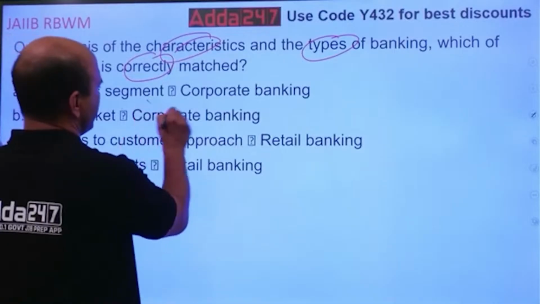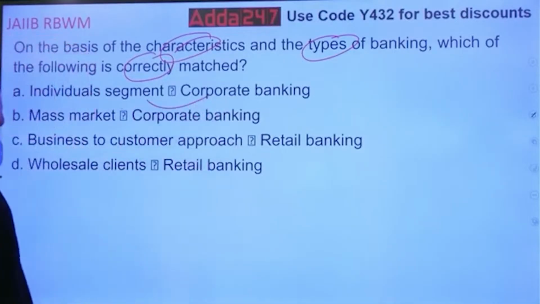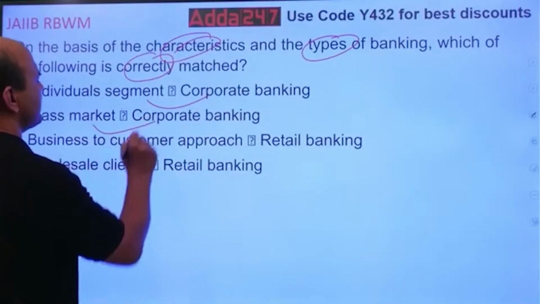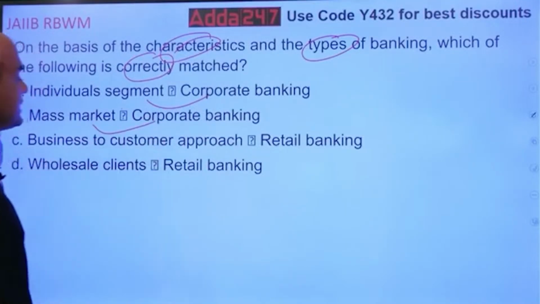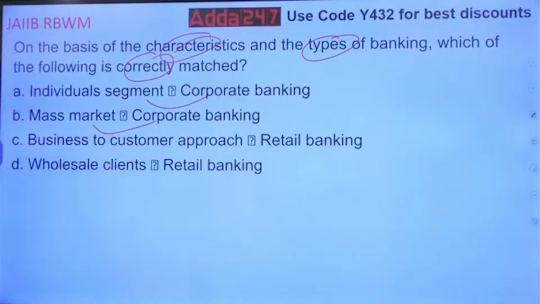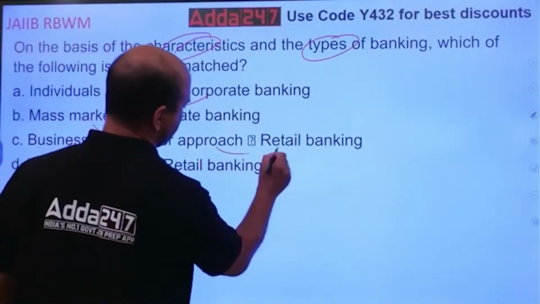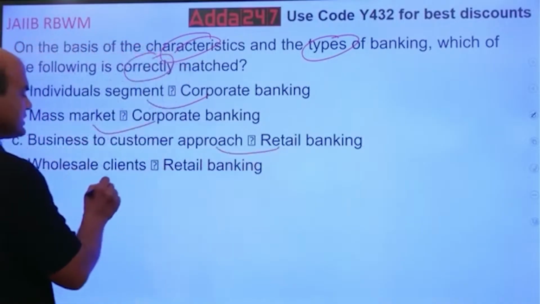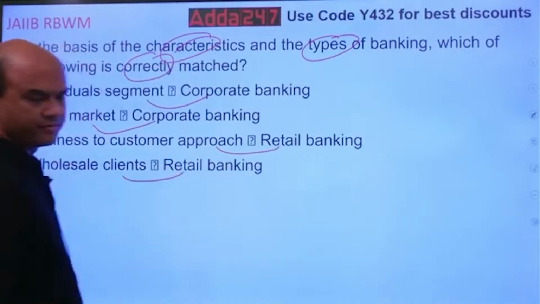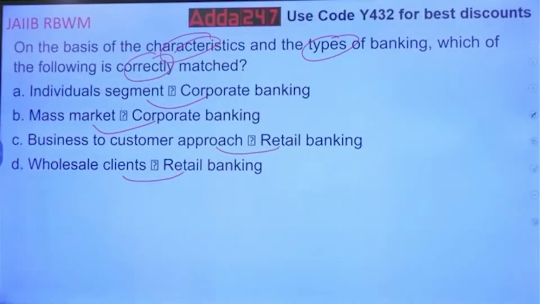Individuals, corporate banking. Mass market, corporate banking. Business to customer approach, retail banking. And wholesale clients, retail banking. Which one of them is correctly matched? Correctly matched. So the answer is correctly matched.